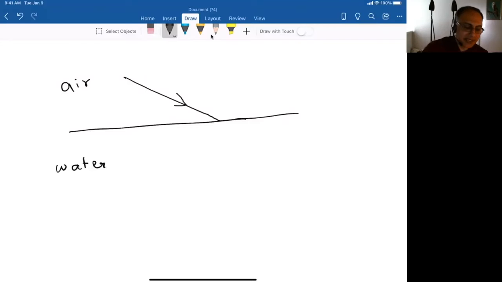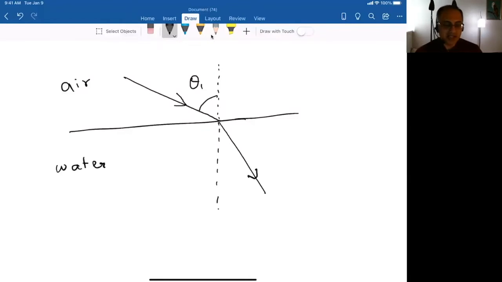So you have a ray of light coming in. The angle that it makes with the normal to the interface between the two media is, let's say, θ1. And then when it goes into the water, it's going to change direction. It might be going in this direction. And this change in direction happens because of a change in speed.